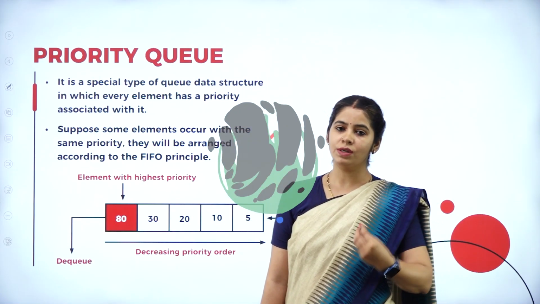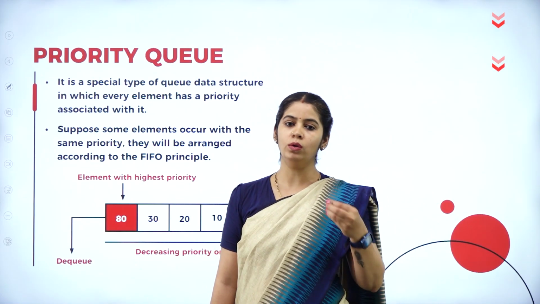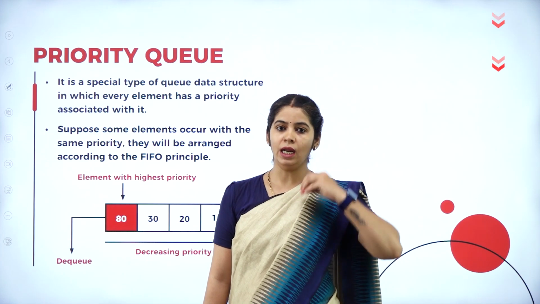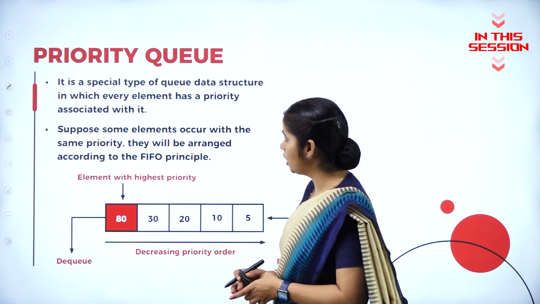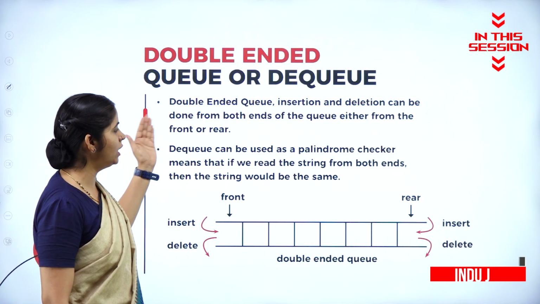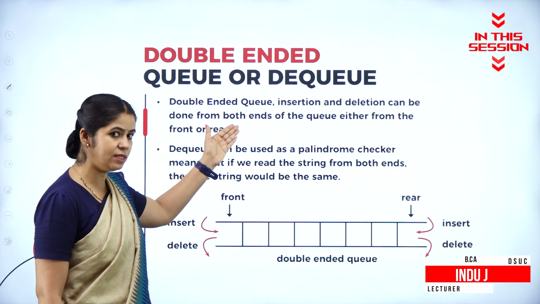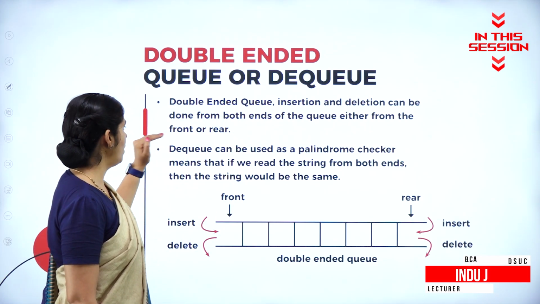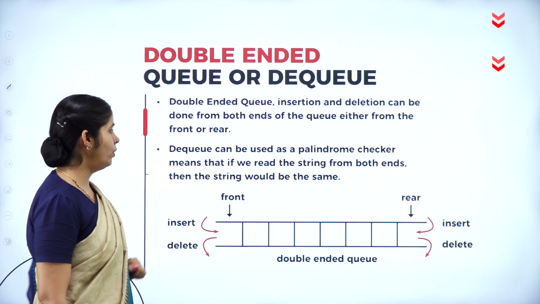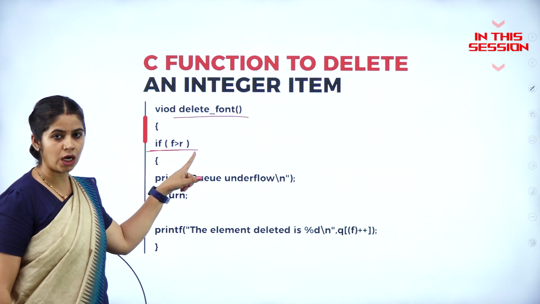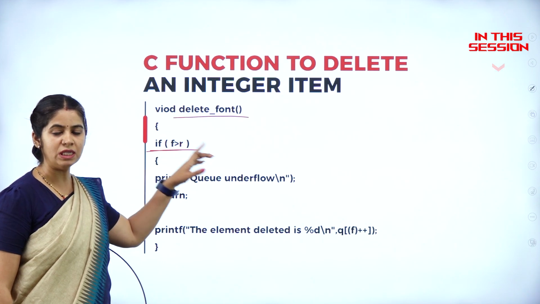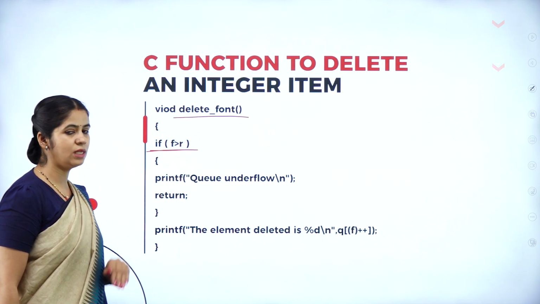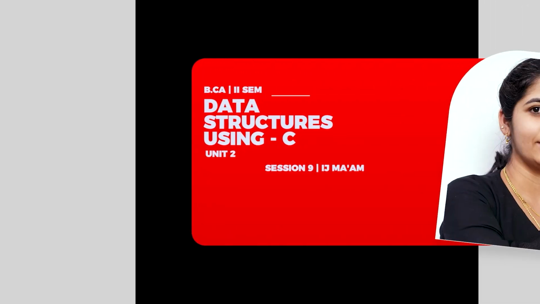Priority means whichever element has the highest value, that element has to be deleted first. That is called a priority queue. Double-ended queue: insertion and deletion can be done from both ends, either from the front end or to the rear end. F is greater than R. If F is greater than R, that means there are no elements in the queue, so it is in an underflow condition.